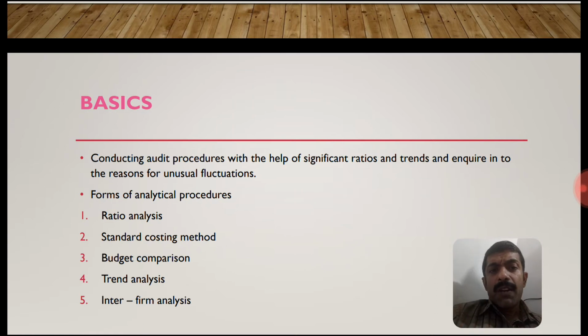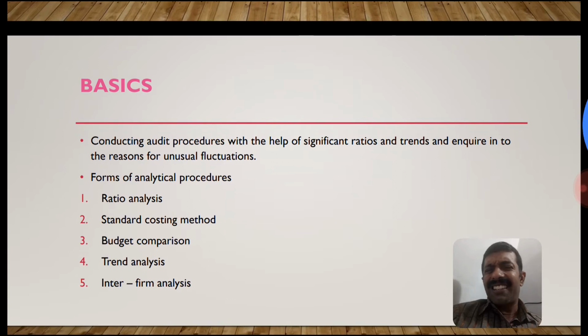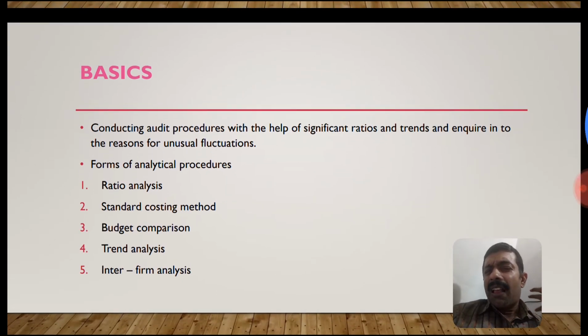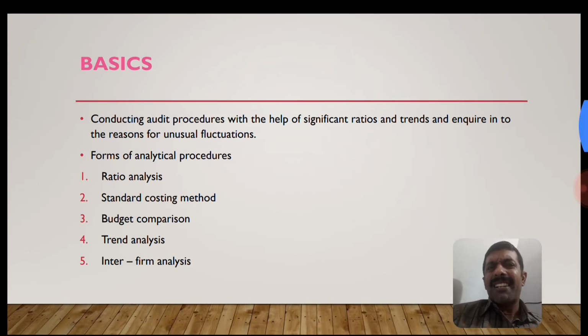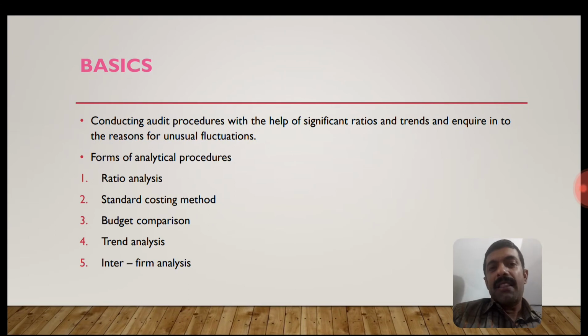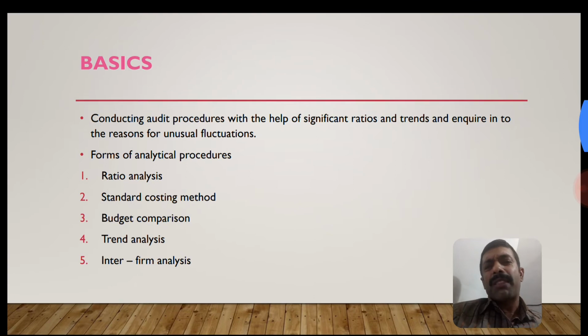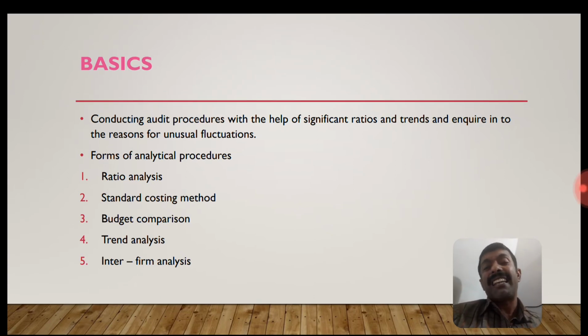Before moving into the various forms of analytical procedure, it's better to understand certain basic rules. The substantive analytical procedure is a study of two variables which have a linear and direct relationship. Thumb rule number one. Thumb rule number two, the information should be comparable. The information for the current year should be compared with that of the previous year and the preceding previous year. In such a case, it will become a trend analysis.